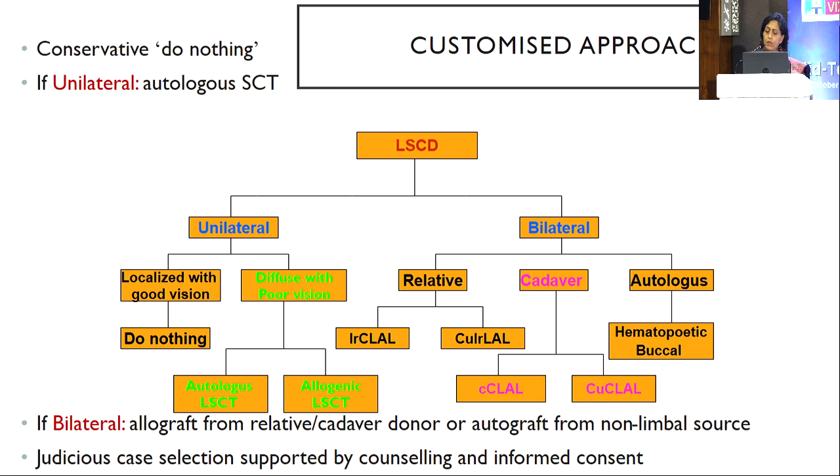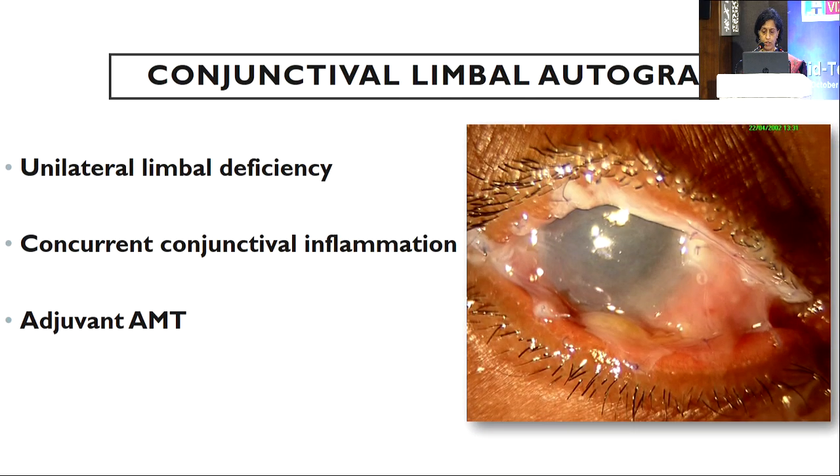This is a broad algorithm, unilateral or bilateral, and largely we like autologous because apart from disease transmission, you do not have to give very heavy immunosuppression. But the challenge is in bilateral cases that you do have to go for allografts, and then you have to use measures to control the autoimmune rejections.